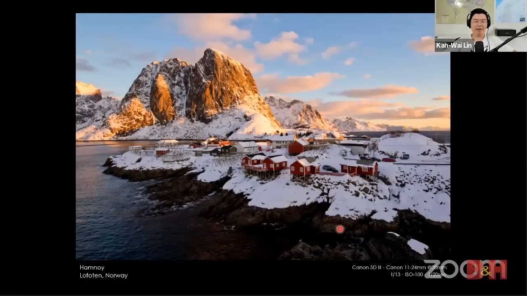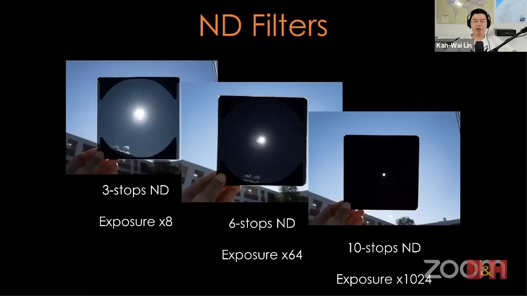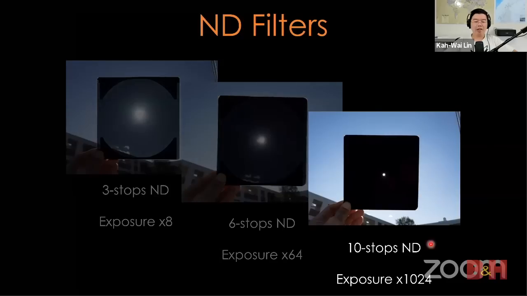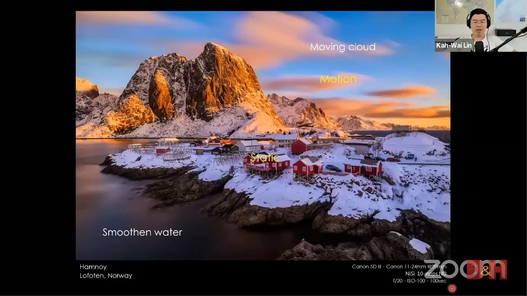Nice landscape, nice light. But let's take a look, what if we use ND filters and long exposure for this image? For this image, if you use a 10 stop ND filter, we could lengthen exposure by 1,000 times. So here's the image with 100-second exposure. In this 100-second exposure, the moving cloud creates the motion blur of the cloud that brings out the movement.